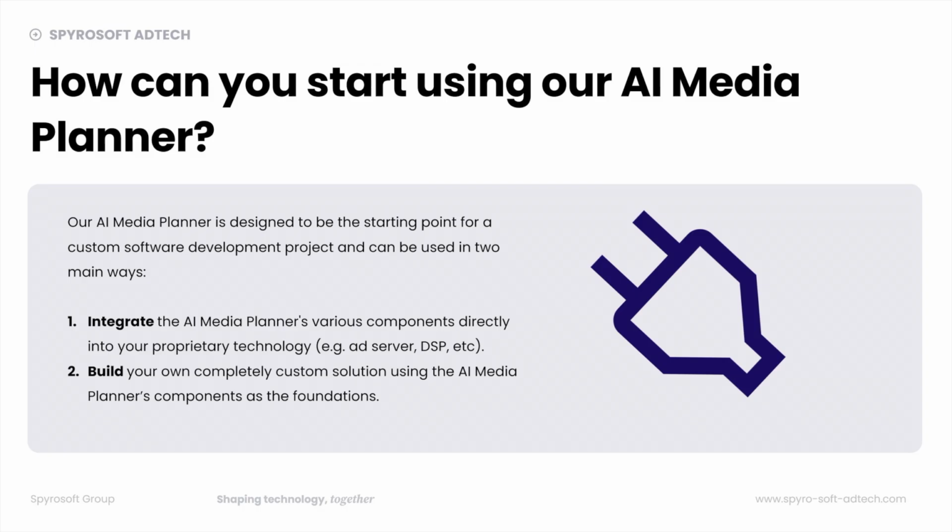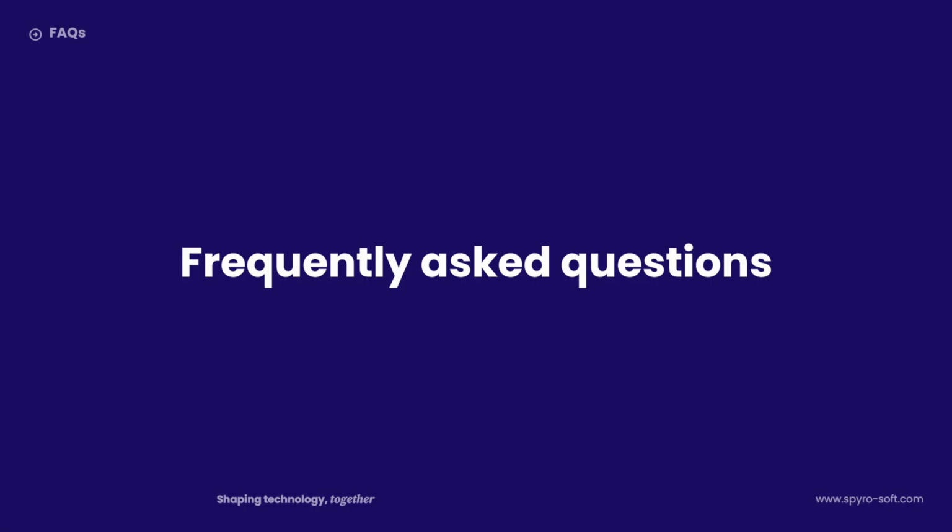Now, there are 2 main ways you can use our AI Media Planner solution. The first one is to integrate the AI Media Planner's various components directly into your proprietary technology, right? So if you have your own ad server, DSP, you can add different components of the AI Media Planner directly into your existing proprietary software. And the second option, which is the most popular one that we've seen, is you can build your own completely custom solution using the AI Media Planner's components as the foundation.